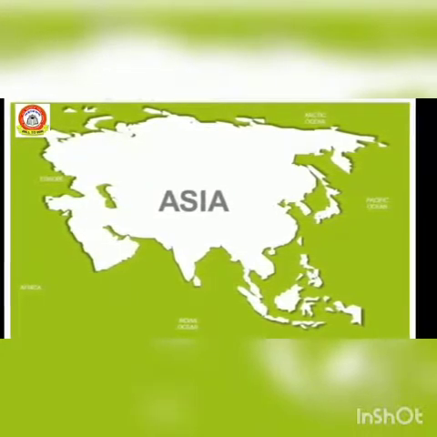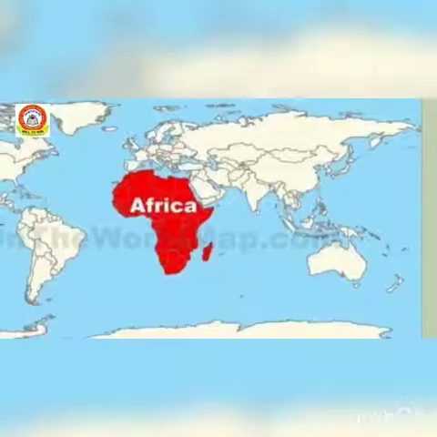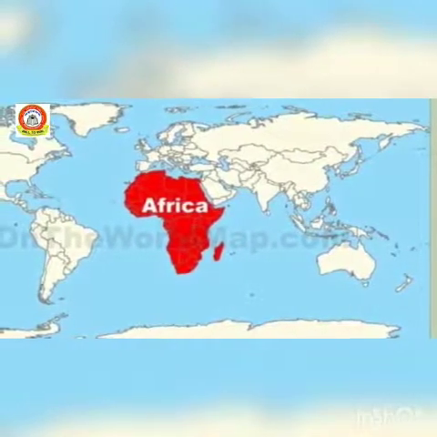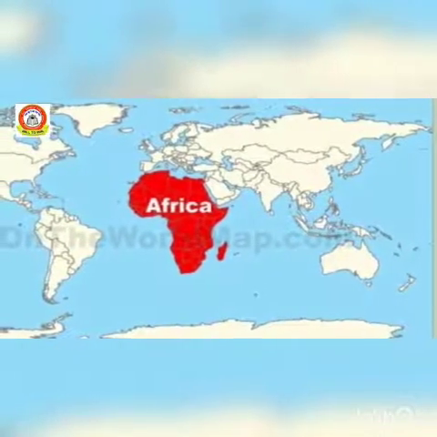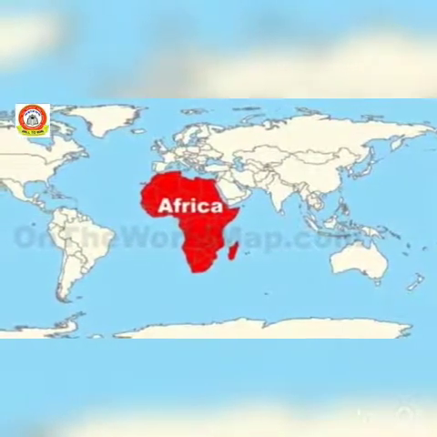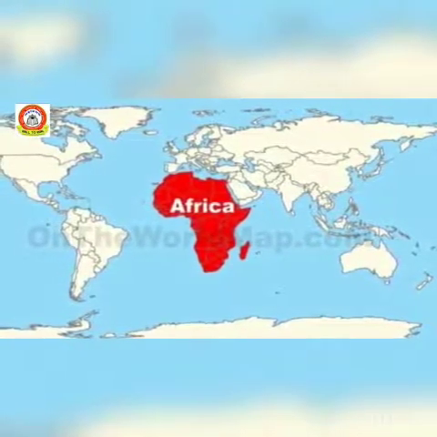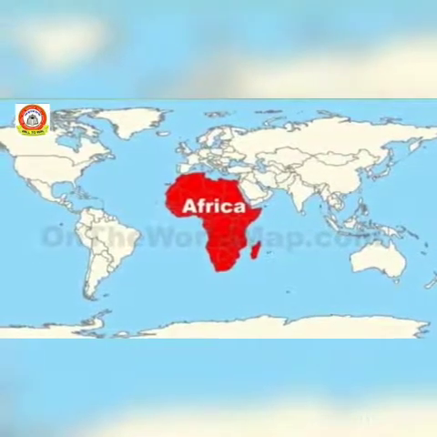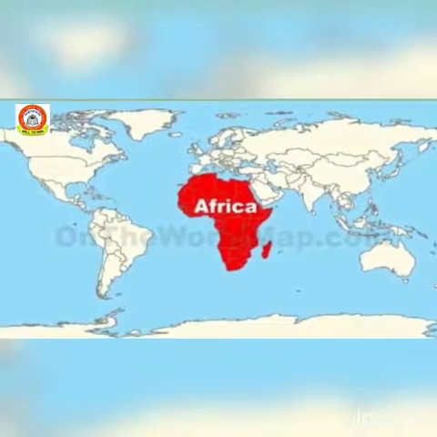Now let's talk about our second continent, that is Africa. Africa is the second largest continent in the world. To its north lies the Mediterranean Sea, to the east lies the Indian Ocean, and to the west the Atlantic Ocean. Africa has diversity in landform. The world's largest desert, Sahara Desert, lies here only. Moreover, the longest river, Nile, is also here only. Mount Kilimanjaro, which is the highest mountain, is in Africa.